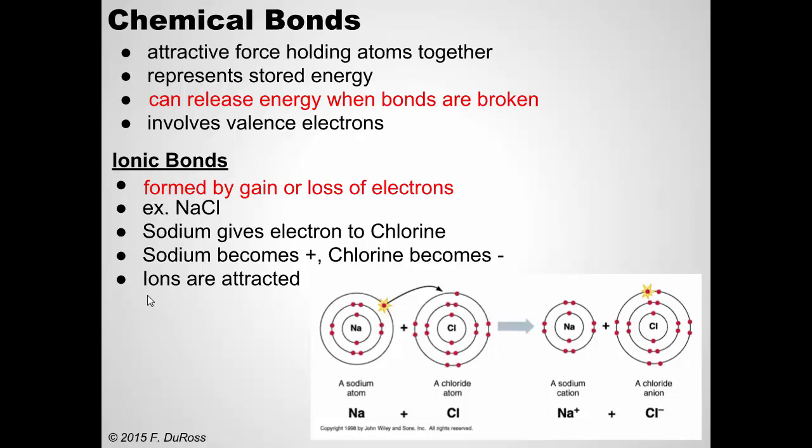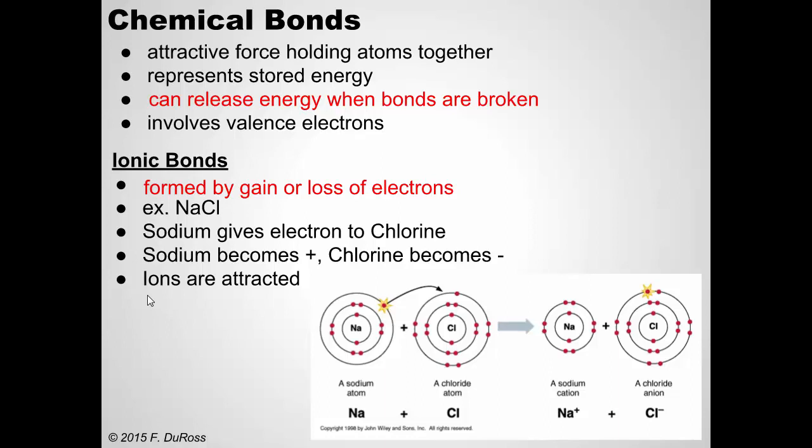So if we take a simple ionic compound, table salt, sodium chloride. We just talked about sodium earlier. If you look on your periodic table, how many valence electrons does sodium have? One valence electron. So what does it want to do with that electron? Get rid of it. How about chlorine? How many valence electrons? 7. What does it want? To gain one.